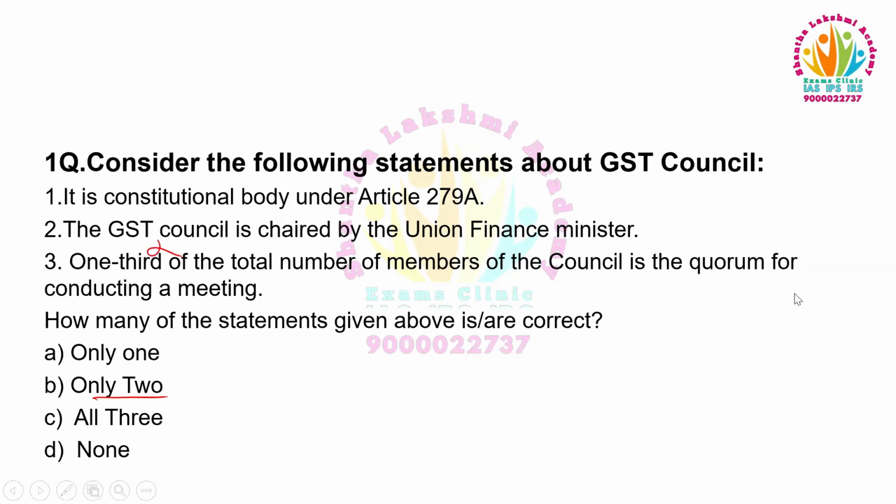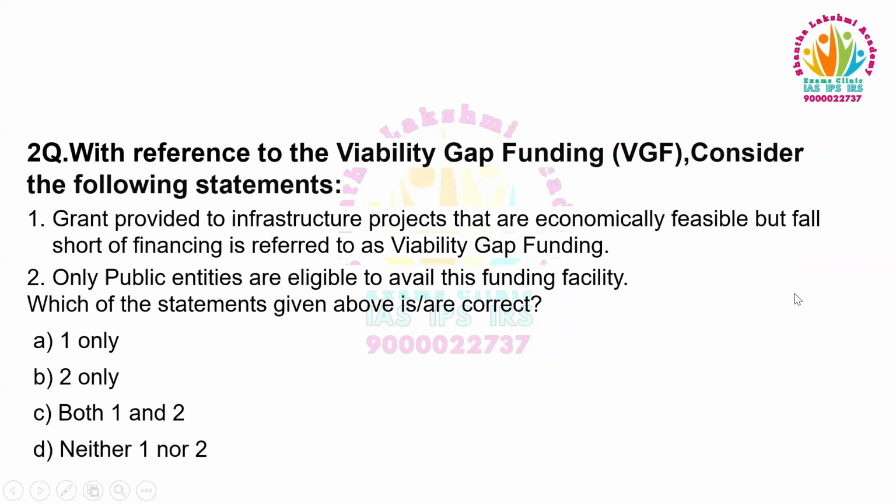Moving to the next question. With reference to Viability Gap Funding, consider the following statements. A grant provided to infrastructure projects that are economically feasible but fall short of financing is referred to as Viability Gap Funding. Only public entities are eligible to avail these funding facilities. Which of the statements given above are correct? 1 only, 2 only, both 1 and 2, neither 1 nor 2.